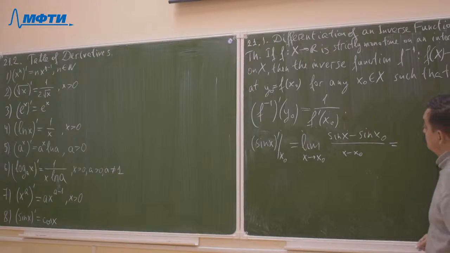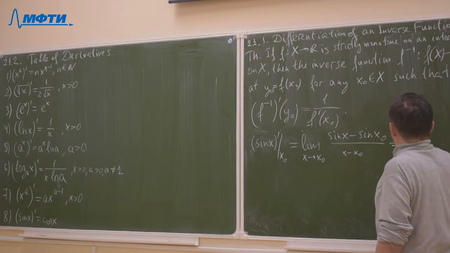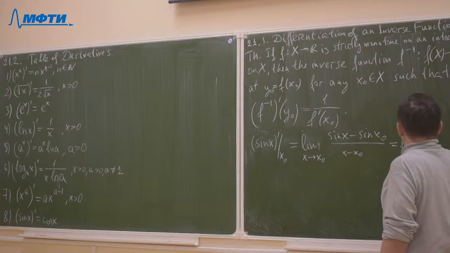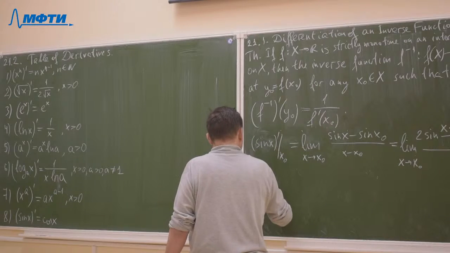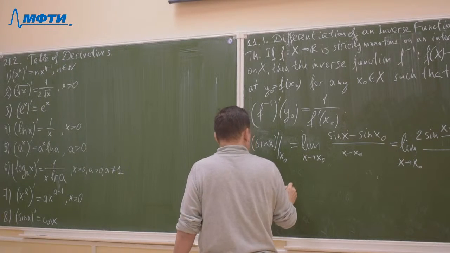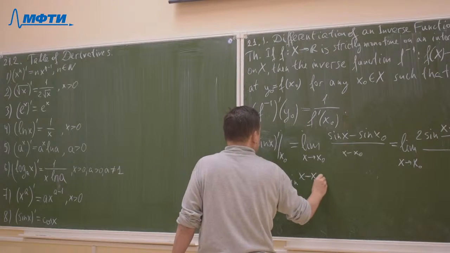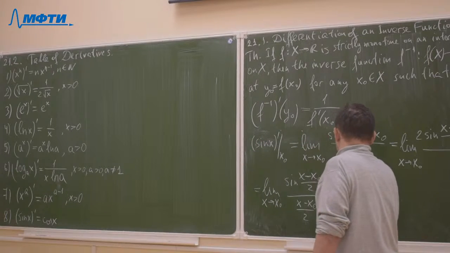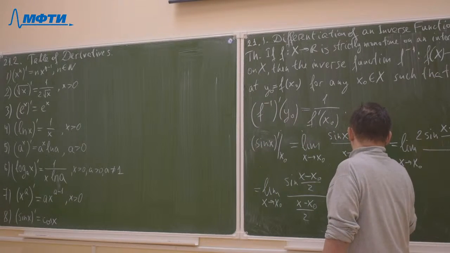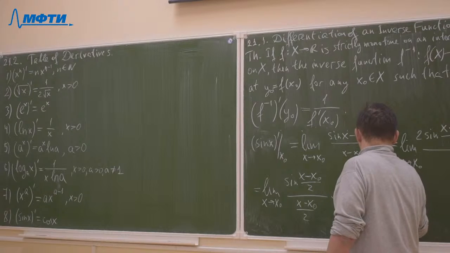We can write it using trigonometric formulas, like 2 sine of (x minus x naught) over 2 times cosine of (x plus x naught) over 2, over x minus x naught. And that is the limit as x tends to x naught of sine of (x minus x naught) over 2, over (x minus x naught) over 2, times the limit of cosine of (x plus x naught) over 2.